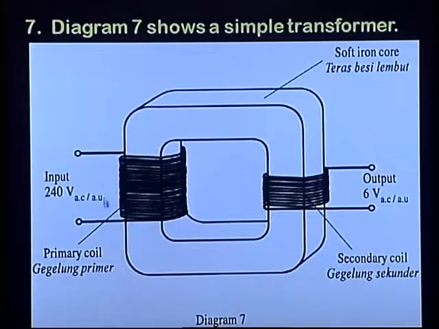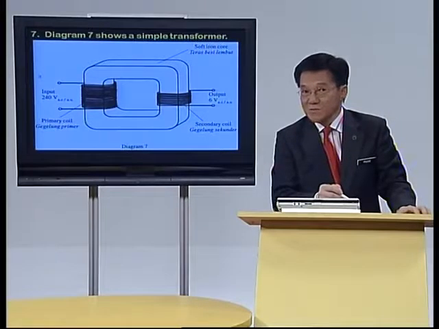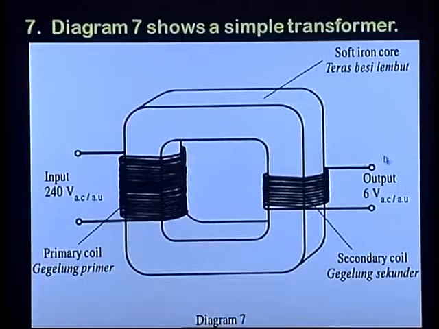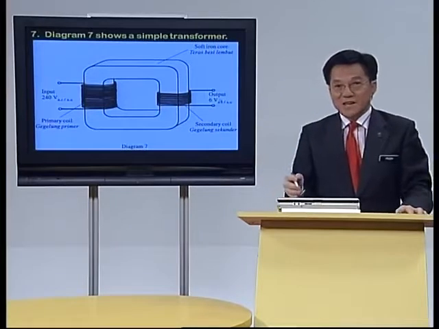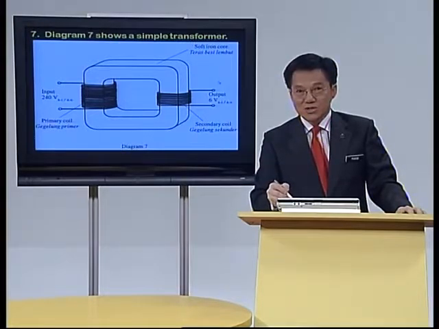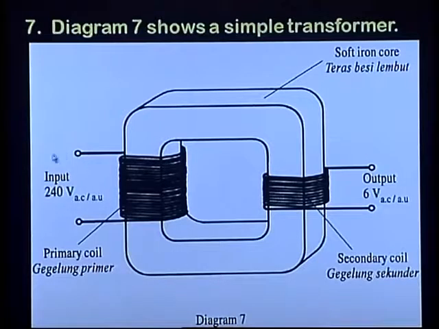On the left-hand side here, you have the input. Now, what is another word for input? The primary coil. And on the right-hand side here, you have output. And what is another name for output? Secondary coil. So remember the two words, primary coil on the left-hand side and secondary coil on the output side.